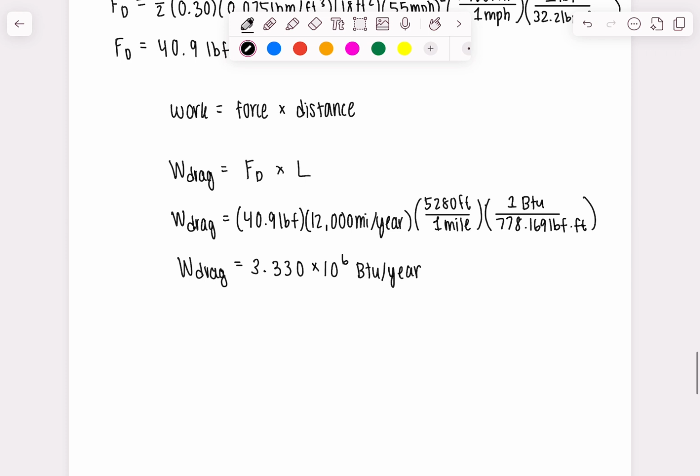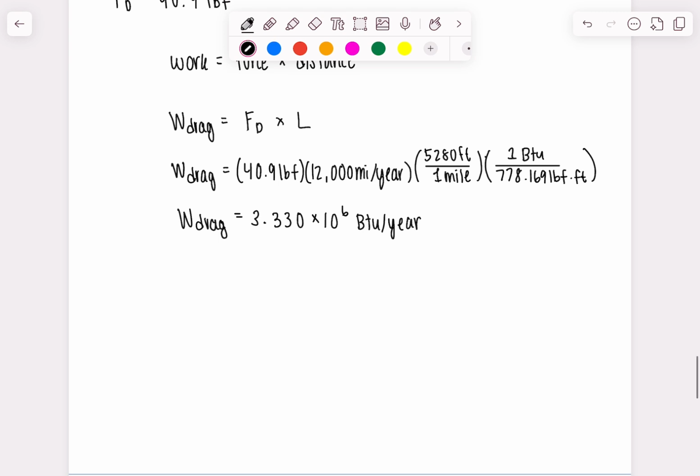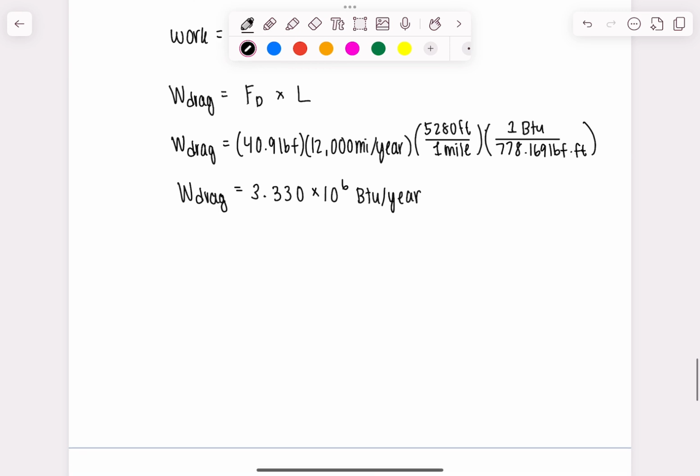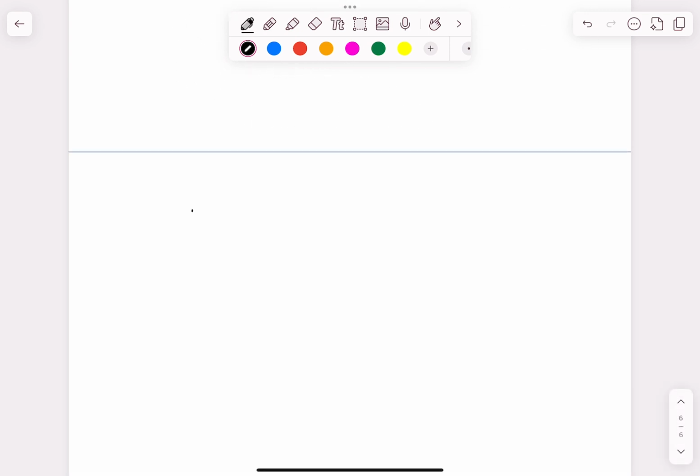Okay, so that is our work required to overcome the drag force. And now, in order to determine the amount of fuel we will need, we need to determine how much energy input is required for this distance of 12,000 miles. Now, how are we going to do that? Well, we know that efficiency is the ratio of output to input energy. So our efficiency is going to be η equals our output over our input.